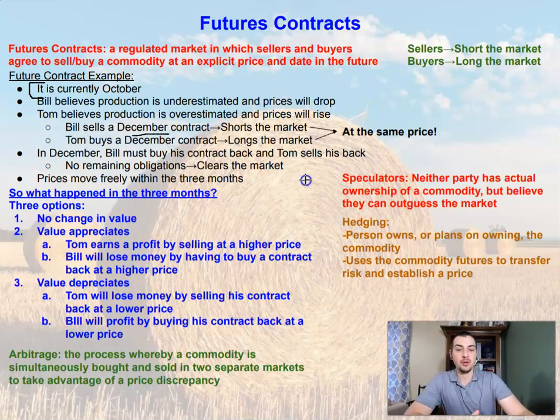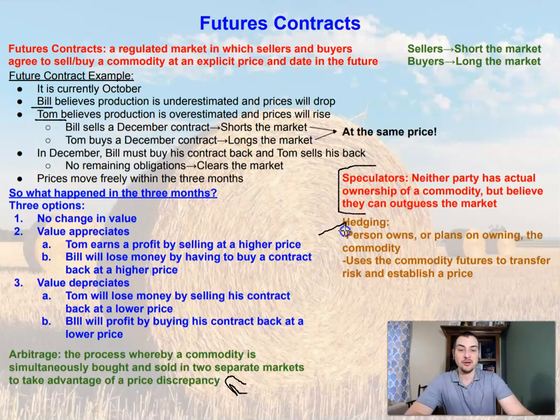Now, a couple of quick little terms that I want to cover before ending this video. This concept is known as a speculator. A speculator is a person where neither party has actual ownership of the commodity, but believes that they can outguess the market. So in our example, let's say that neither Bill nor Tom are farmers, nor are they processors or wholesalers or retailers. They never actually plan on owning this particular commodity. They just think they can outguess the market. So they're going to be buying and selling and trying to engage in this arbitrage in order to earn a profit. That's what a speculator is. A speculator is somebody that's trying to outguess the market.